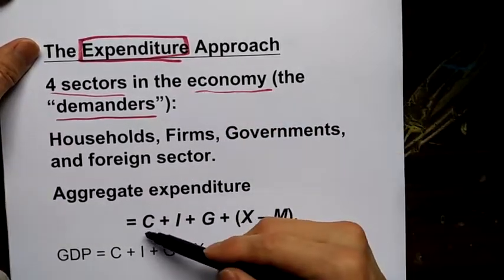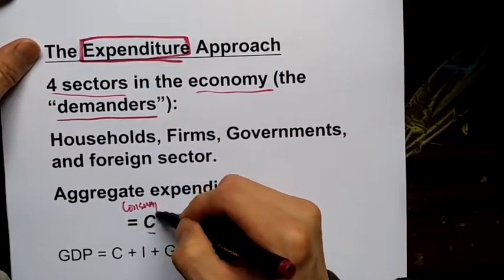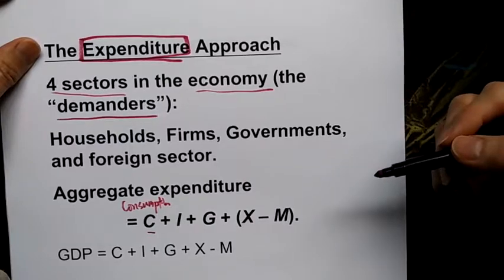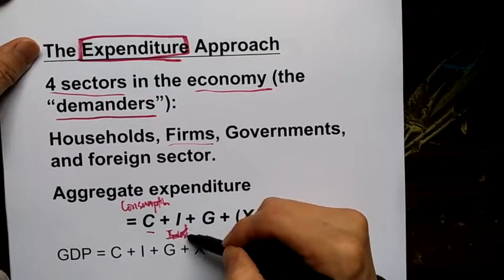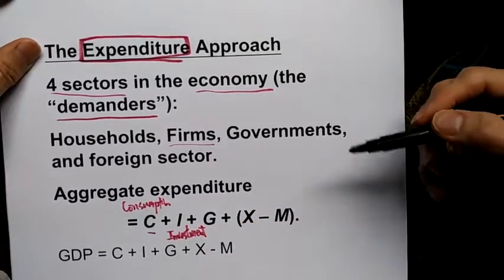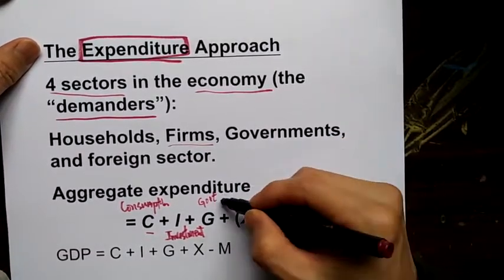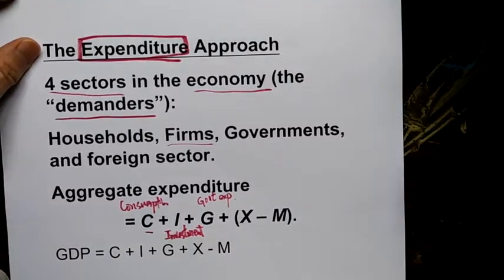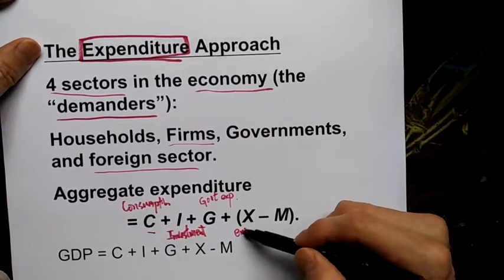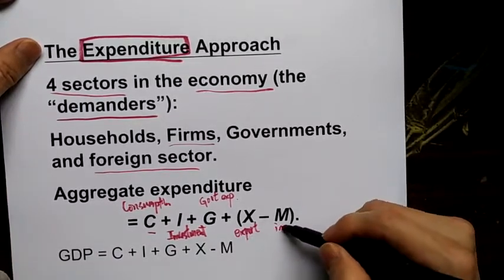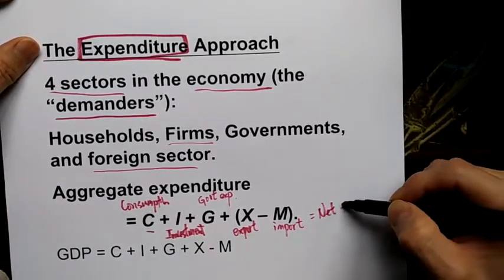Household expenditure is called consumption. Firms' expenditure is called investment. Government's expenditure is the government expenditure. And foreign sector's expenditure is export minus import, or net export.